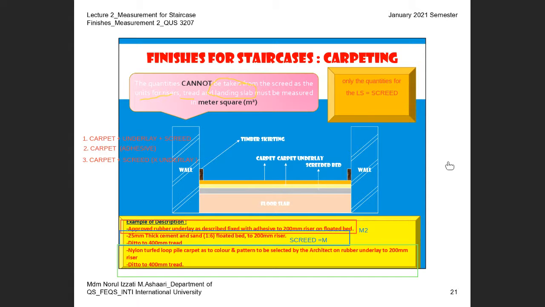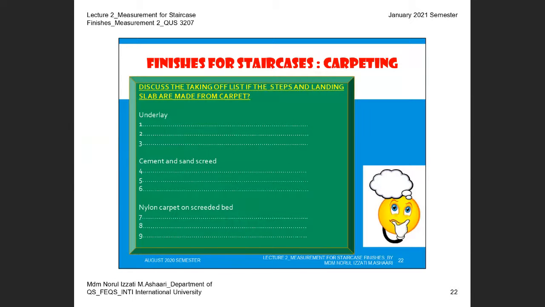Okay, so what can be taken into consideration here? The main issue that I would like to highlight is that the last item must be measured in meter square. Okay, please take note of this one. Okay, let's move to the discussion.